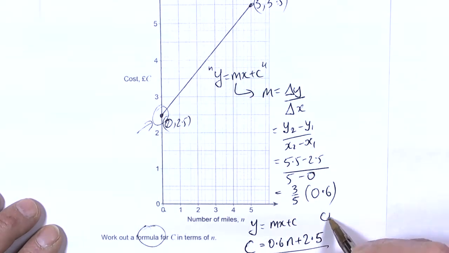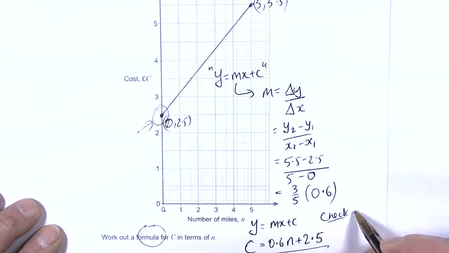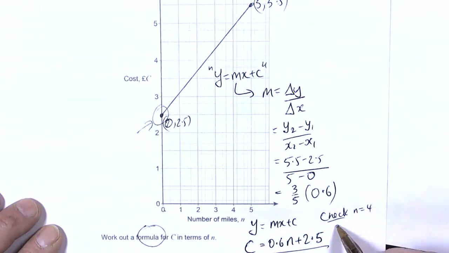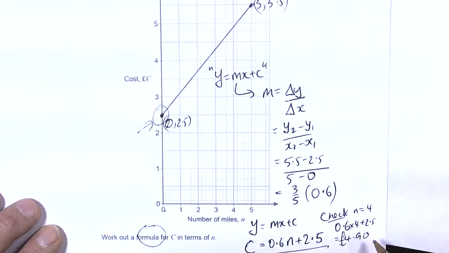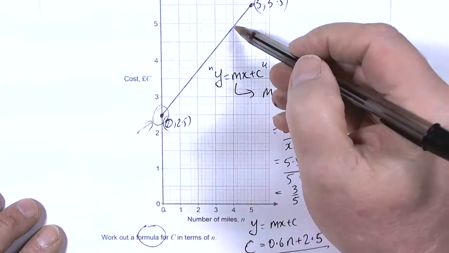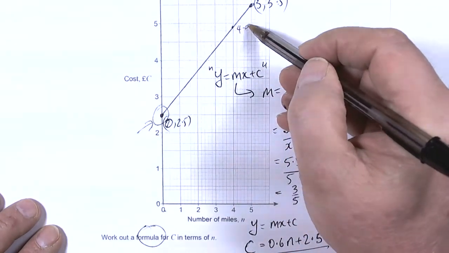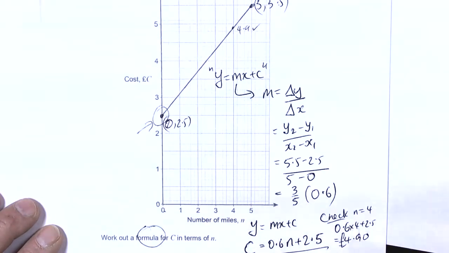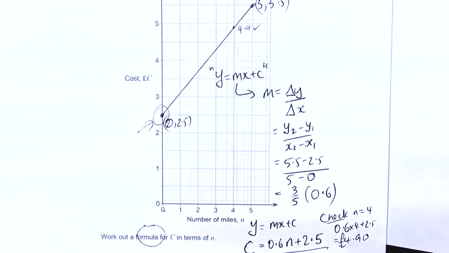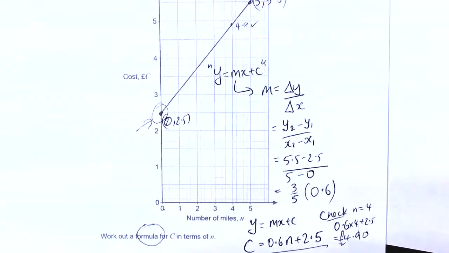We could check it works, so we could say, right, what happens when n equals 4 miles? Then we're doing 0.6 times 4 plus 2.5. That gives us a total cost of 4.9, it's pounds, so £4.90. And then when we come to 4, we can see here that it is 4.9, so we're okay. The check worked. So that's how that question could have been done.